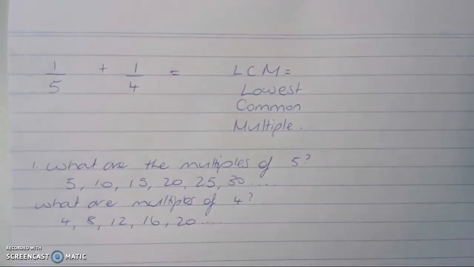Hey everybody, just here to do a quick video on how to add or subtract fractions when the denominators are not the same, or we could also say when they are unlike. Okay, so I've got a question here that has 1/5 plus 1/4. Now remember, when you're adding or subtracting fractions, your denominators must be the same. So if they're not, you have to make them the same as each other.